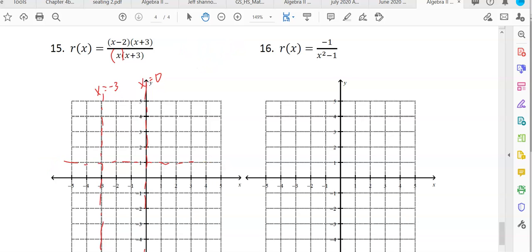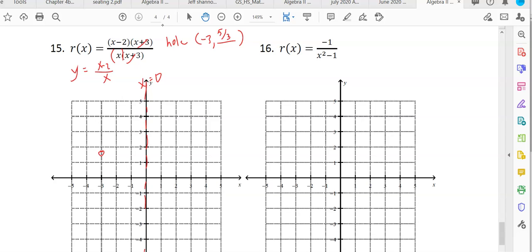Sorry, I don't have a way to erase using this method I'm doing here. I just didn't see that to start with, but there's a hole there. So there's a hole at negative 3 comma something. I've got to plug that in to see what it is. So my new equation is y equals x minus 2 over x. So if I plug in negative 3, I get negative 5 over negative 3, which is positive 5/3. So negative 3 comma 5/3 is right about there. There's a hole in the graph.